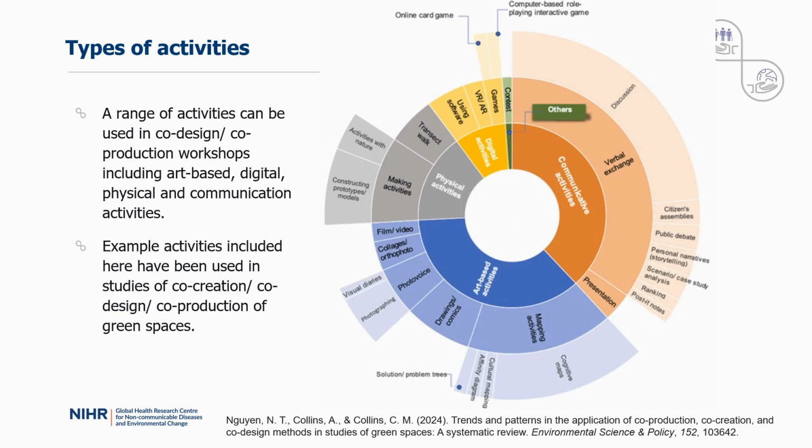This diagram is from a recent systematic review that explored the trends and patterns in the application of co-production, co-design, and co-creation methods in studies of green spaces. It shows you the diversity of activities, which are grouped under art space in blue, digital in yellow, physical activities in gray, and communication activities in orange, where you can see communication activities are widely used in this area. While some of these techniques may apply in your work, there may be more techniques that would be relevant to your area of focus, but this is a good overview and a good place to get ideas for your work.